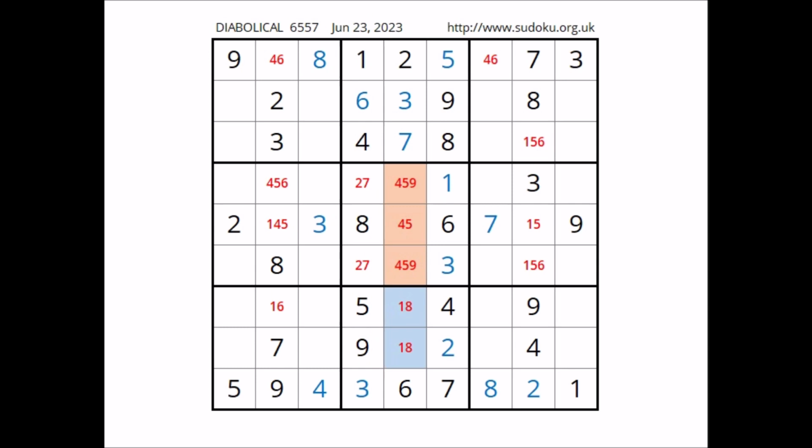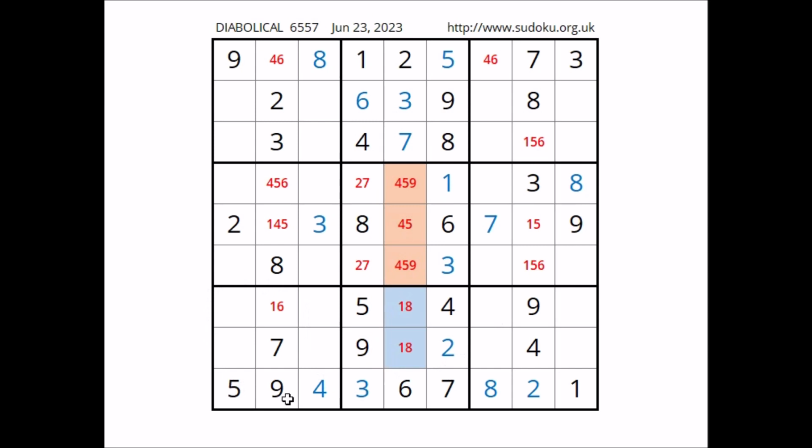Okay, what else? Let's see, look, where can be number 8? 8 in this column, 8 in this row, in this sector, 8 in this place. Okay. What else? Let's see. Okay, let's go somewhere else.